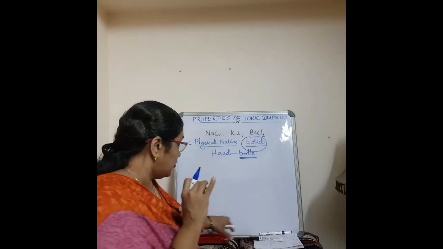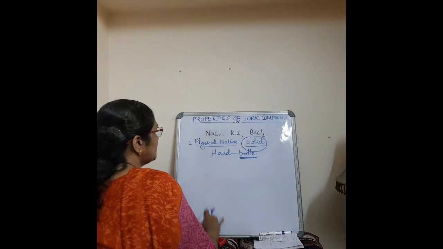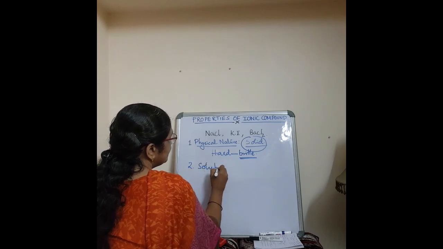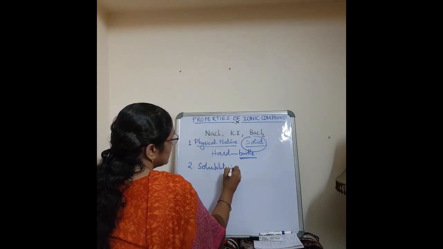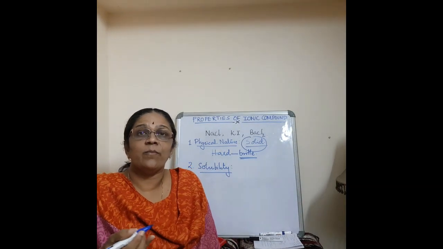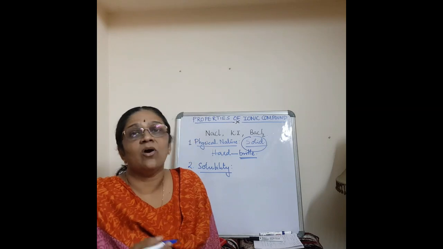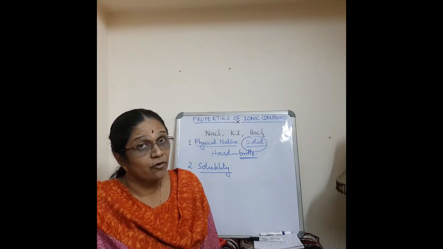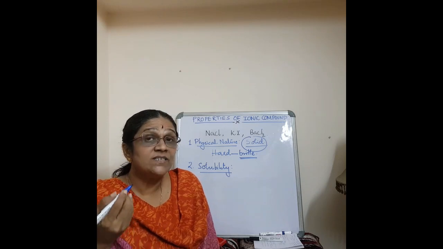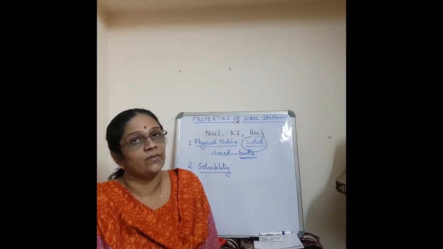Now coming to the second property of the ionic compound, that is solubility. Solubility means what? Some compounds are soluble in water, some compounds are insoluble in chloroform or benzene, isn't it? So what is the solubility of ionic compounds?